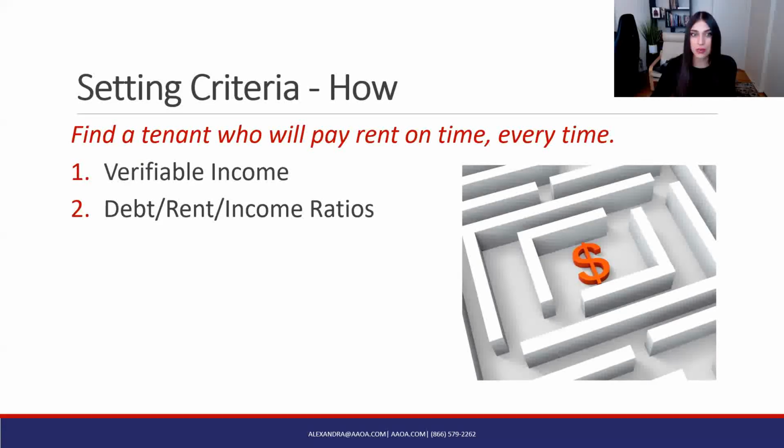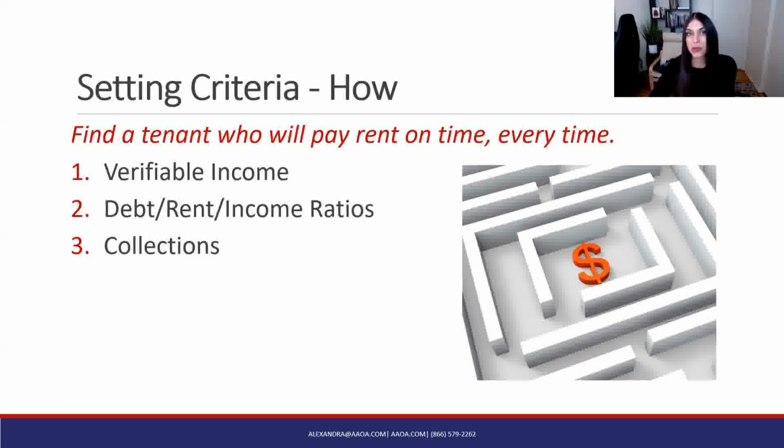Two, set the debt to rent to income ratios. We talked about that earlier, right? Whether it's 3 or 2.5 or 2, whether you include the debt or you use gross or net, that is really up to you. I can't tell you what to do. I can just give you the idea. You can see how it sits with you and decide.